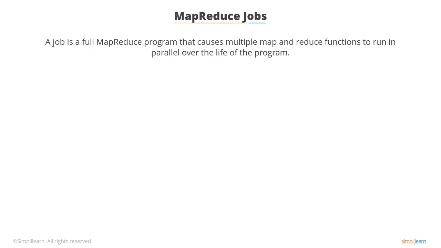A job is a full MapReduce program, which typically causes multiple map and reduce functions to be run in parallel over the life of the program. Many copies of map and reduce functions are forked for parallel processing across the input dataset. A task is a map or reduce function executed on a subset of data. With this understanding of job and task, the application master and node manager functions become easy to comprehend.